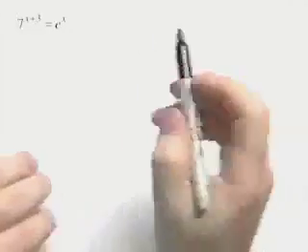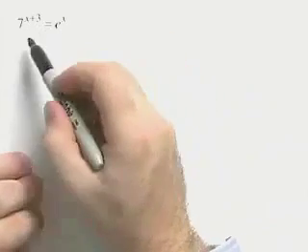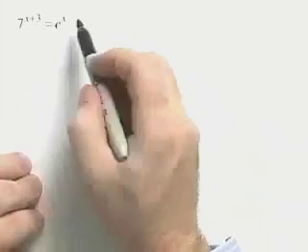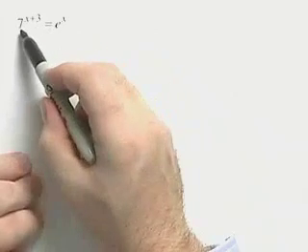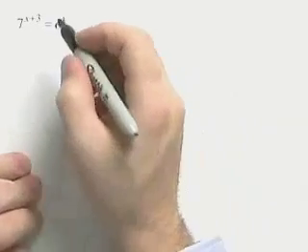In this problem we're going to solve an exponential equation. We have 7 to the x plus 3 equals e to the x. And we might try to get the same base on both sides so that we could set the powers equal to each other. There's really no way we're going to be able to get 7 and e to be the same base in any nice way.